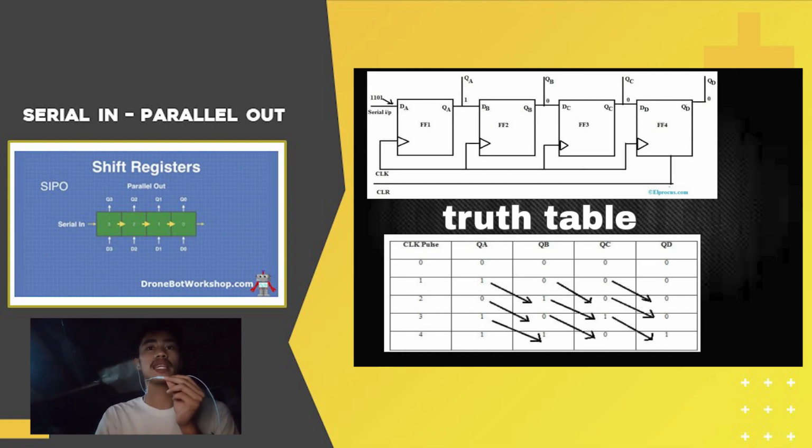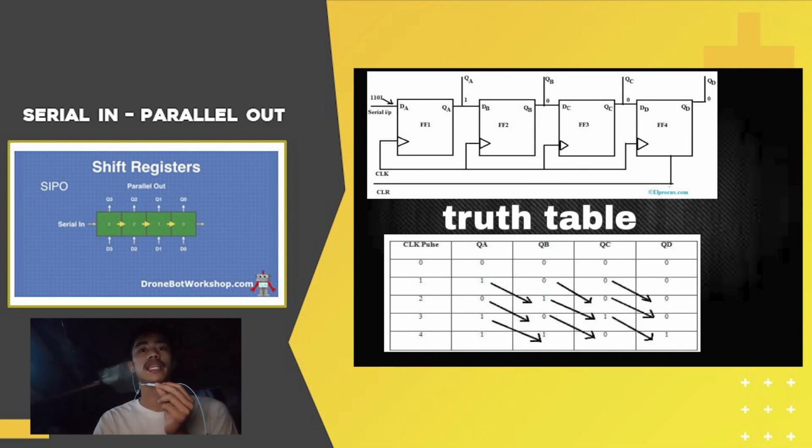So if we apply the second clock pulse as 0 to the first flip-flop, then QA becomes 0, QB becomes 1, QC becomes 0, and QD becomes 0. So ang ating pangalawang data output will become 0100 dahil po dito sa shift right process. If we apply the third clock pulse as 1 to the first flip-flop, then QA becomes 1, QB becomes 0, QC becomes 1, and QD becomes 0. So the third data output will become 1010 due to the shift right process.